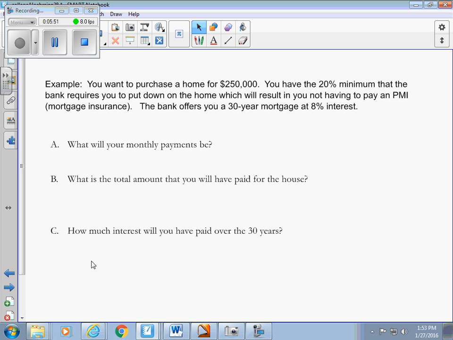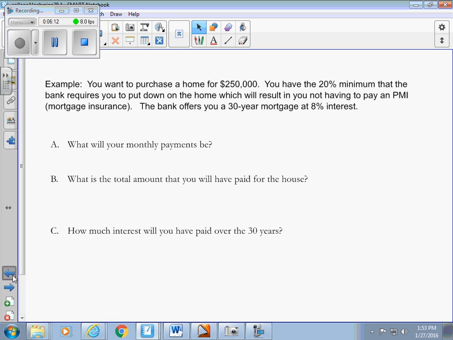I want to purchase a home for $250,000. I have 20%, the minimum down payment that I can pay to avoid PMI, and the bank offers a 30-year mortgage at 8%. Go ahead and write that down.